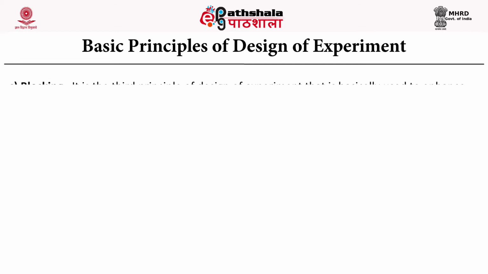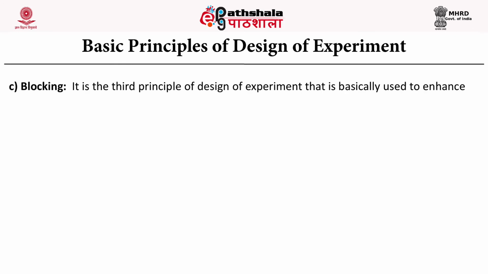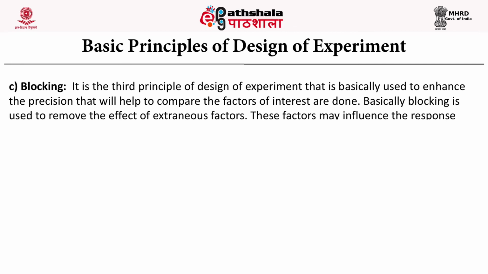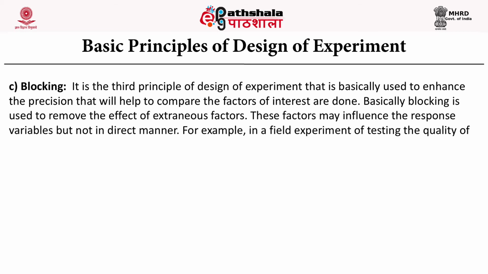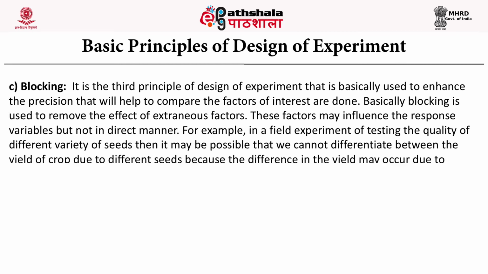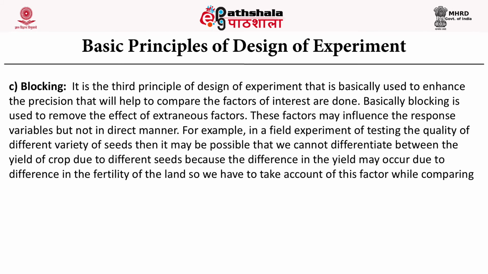Now, we will discuss the third basic principle of design of experiment. It is called blocking, or it is also called local control. It is the third principle of design of experiment, and it is basically used to enhance the precision with which comparisons of the factors of interest are done. Basically, blocking is used to remove the effect of extraneous factors.